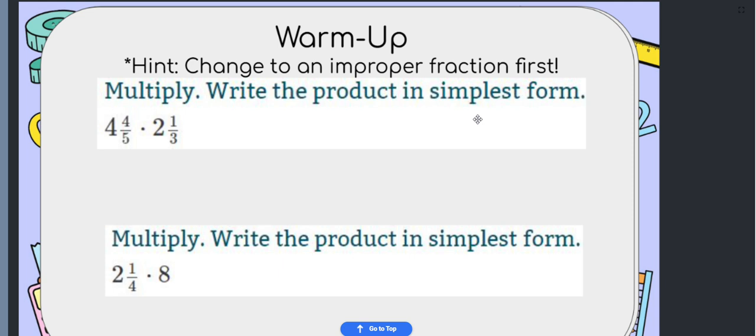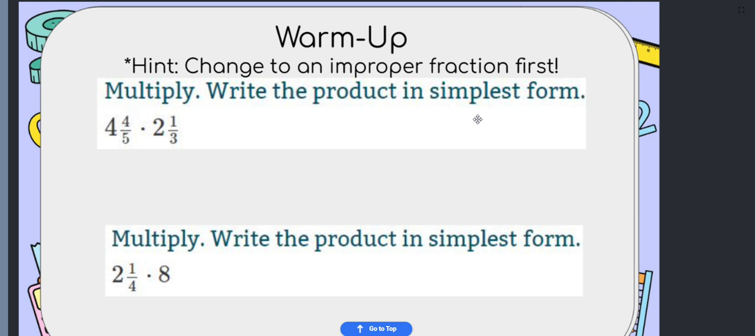Okay? So to start off, we have two warm-up questions as a review from last week's multiplying fractions together. I put a hint there that for mixed numbers, change to an improper fraction first. So go ahead and pause this video and give yourselves about 3 or 4 minutes to work on these.